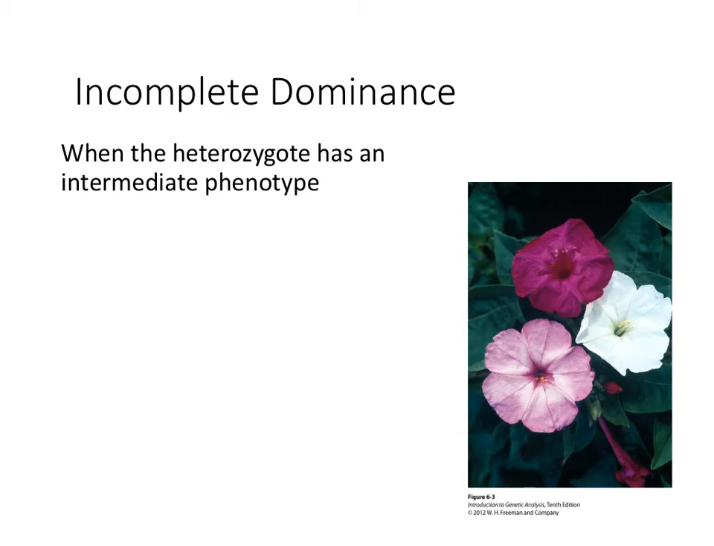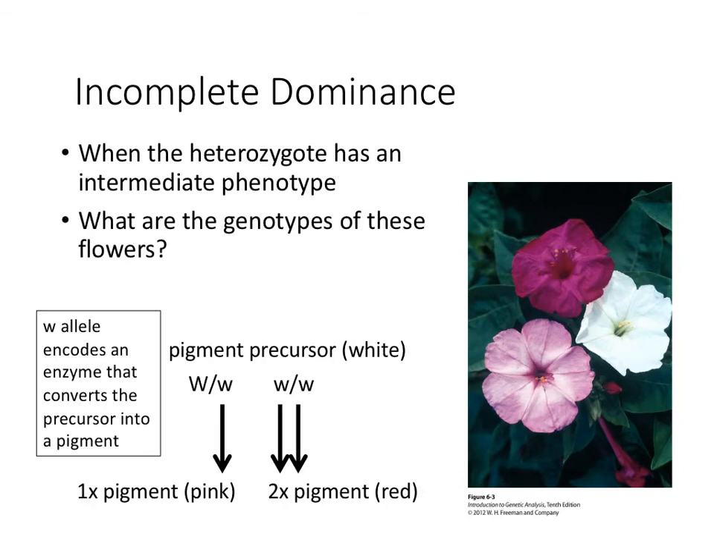So in this case, why is that F1 flower pink and not red or white? This is evidence that the parents are not pure breeding. They're not purebred. They're not breeding true because there's some variation in the offspring.